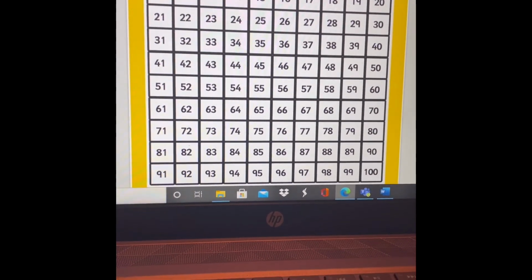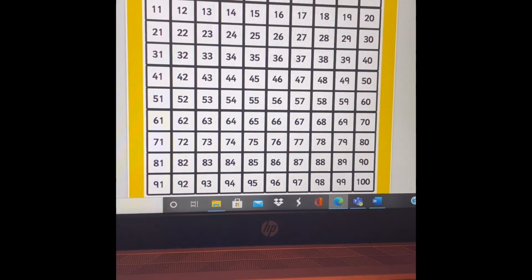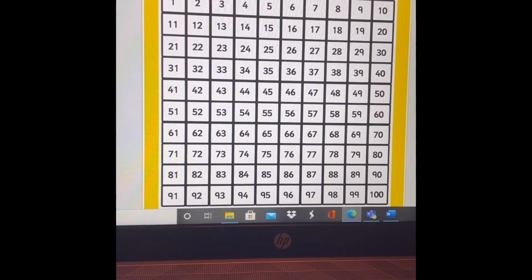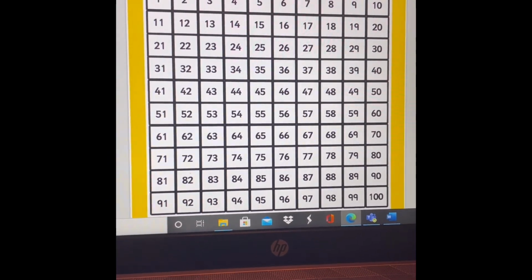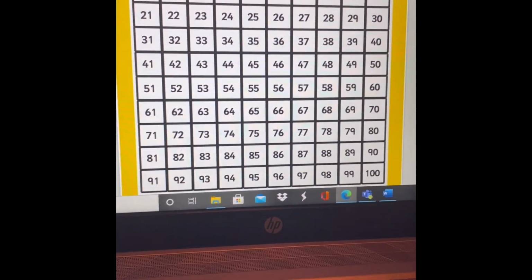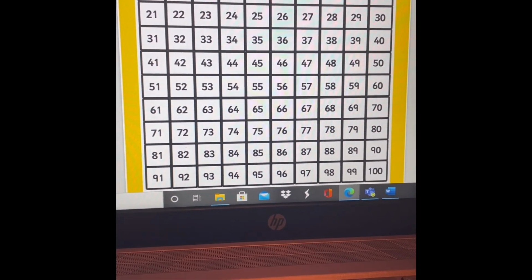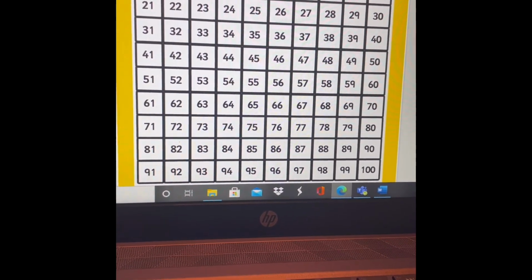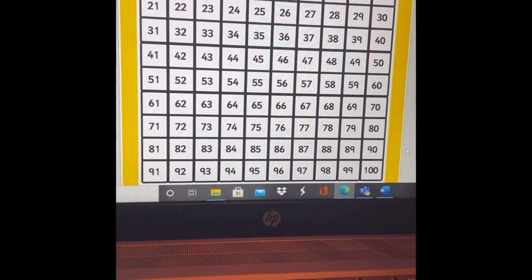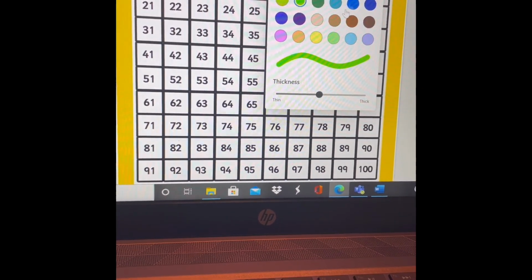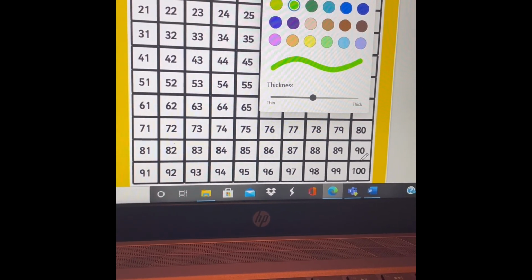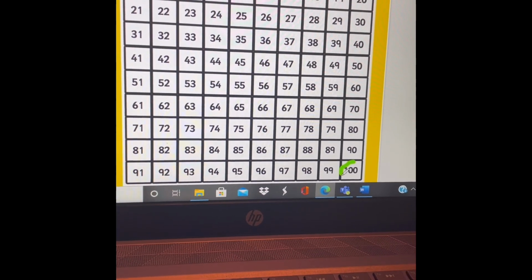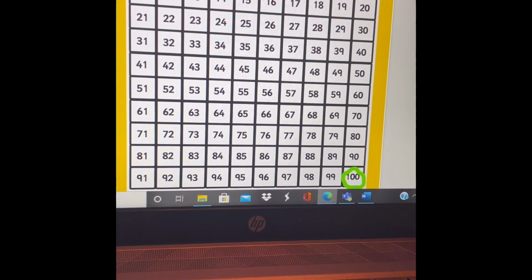I'm now going to show you how to use a 100 square to subtract. This is one of the resources that is available to you in your Teams general file. If you want to use this to help you with your subtraction, you can. First we're going to start with the large number, which was 100. Remember the question was 100 take away 80. I'm going to mark that number here on the number square so you can see it. So 100 take away 80.